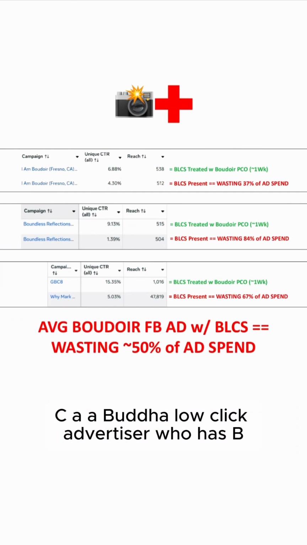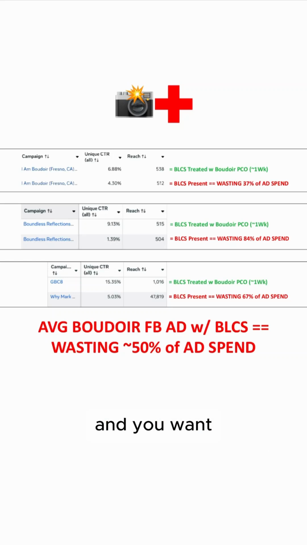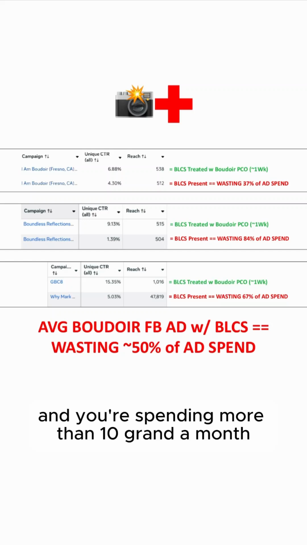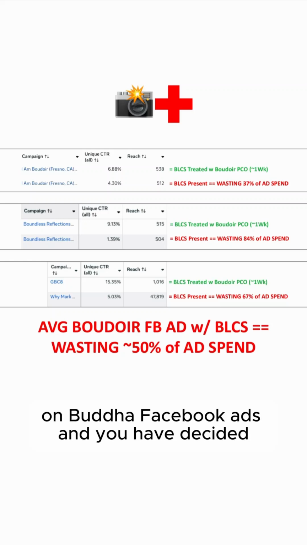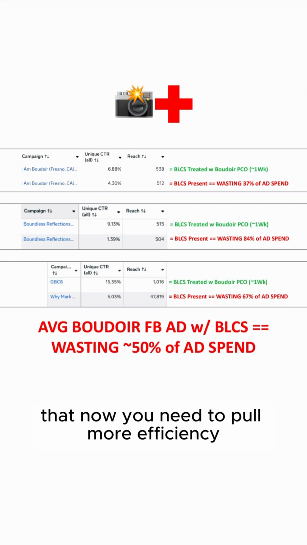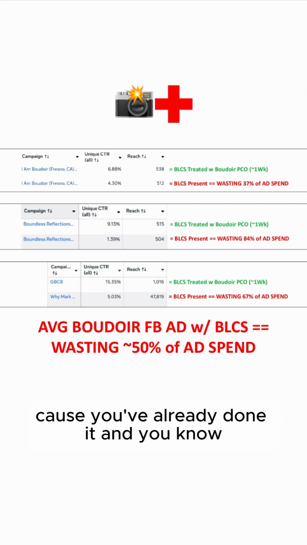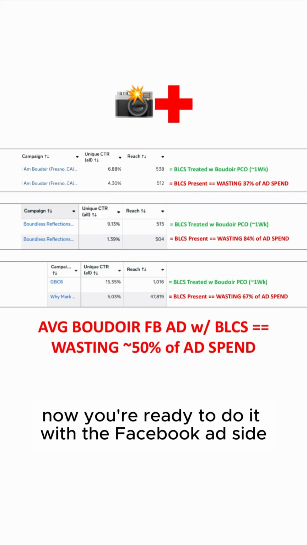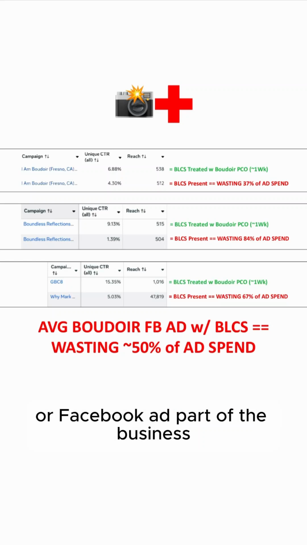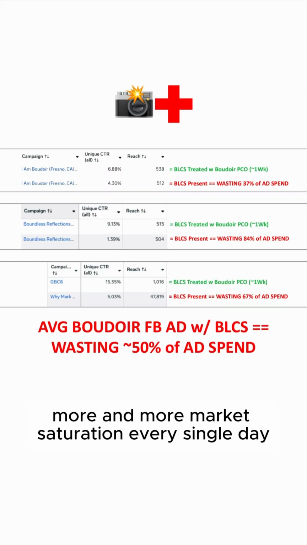If you're a BLCA, a Boudoir low click advertiser who has BLCS, Boudoir low click syndrome, the unique CTRL of your Boudoir Facebook ads is under 6%, and you're spending more than 10 grand a month on Boudoir Facebook ads, and you have decided that now you need to pull more efficiency, more profit out of your business through making your Boudoir Facebook ads more efficient, because you've already done it in other places in your business. Now you're ready to do it with the Facebook ad side of the business, and you're seeing more and more market saturation every single day.